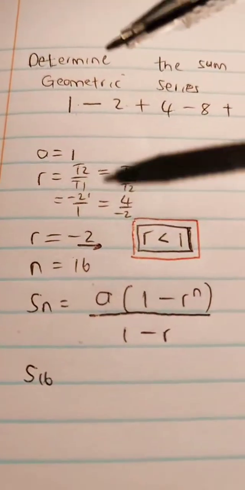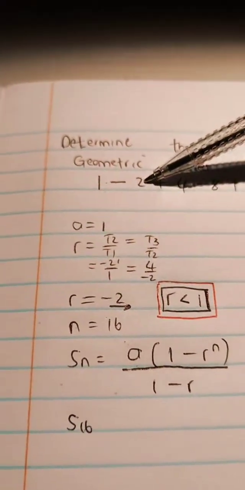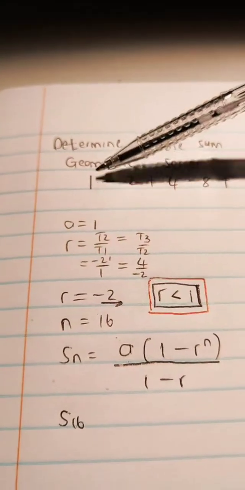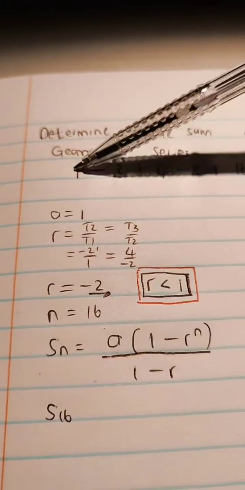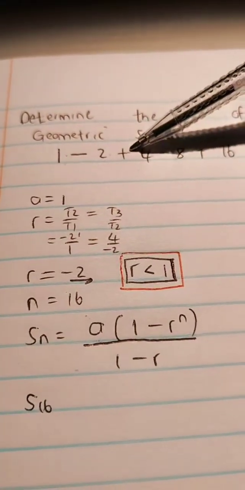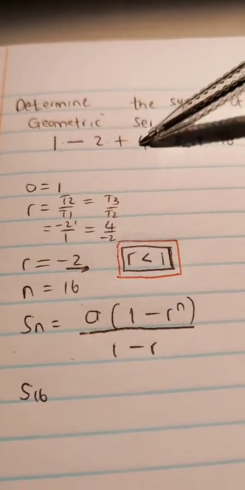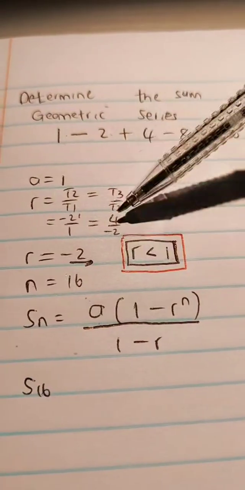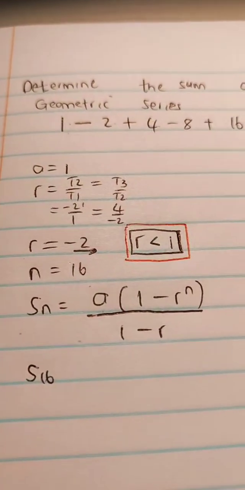How did I get r? Rewind. Remember, term 2 divided by term 1. That's how we calculate the value of r: -2 divided by 1. We can also further confirm it with term 3 divided by term 2: 4 divided by -2. That gives us -2. That is how we get r.